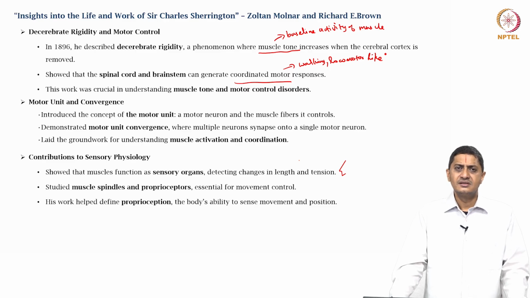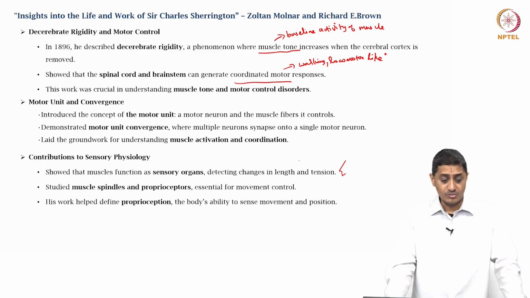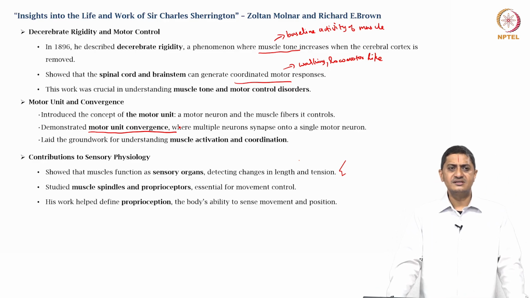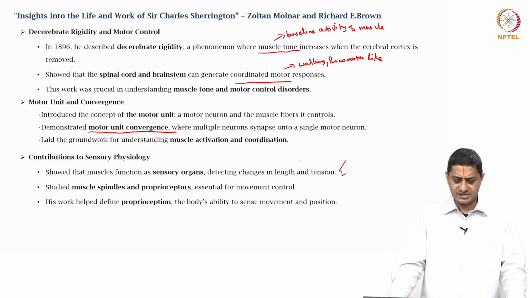Sherrington essentially introduces the notion of motor unit, which is essentially the motor neuron and the set of all muscle fibers that it innervates. And he showed that several inputs, both excitatory and inhibitory, converge onto a motor neuron, and the motor neuron essentially acts as a synthesizer of this information, leading to the coining of the term motor unit convergence that happens at this level. So, essentially this laid the foundation for improving our understanding of muscle activation and coordination.